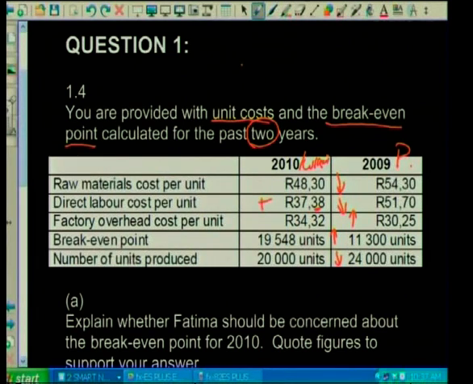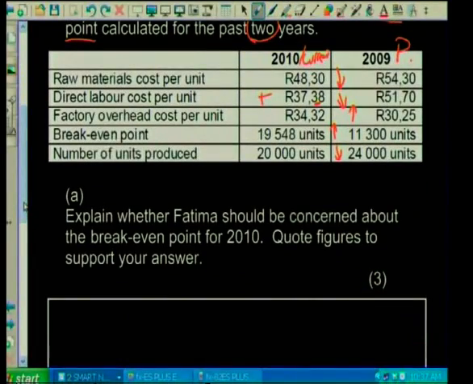Right, let's go to our questions and let's attempt answering them. The first question is on the calculation of these ratios that were given to us. Explain whether Fatima should be concerned about the break-even point for 2010. Quote figures to support your answer.